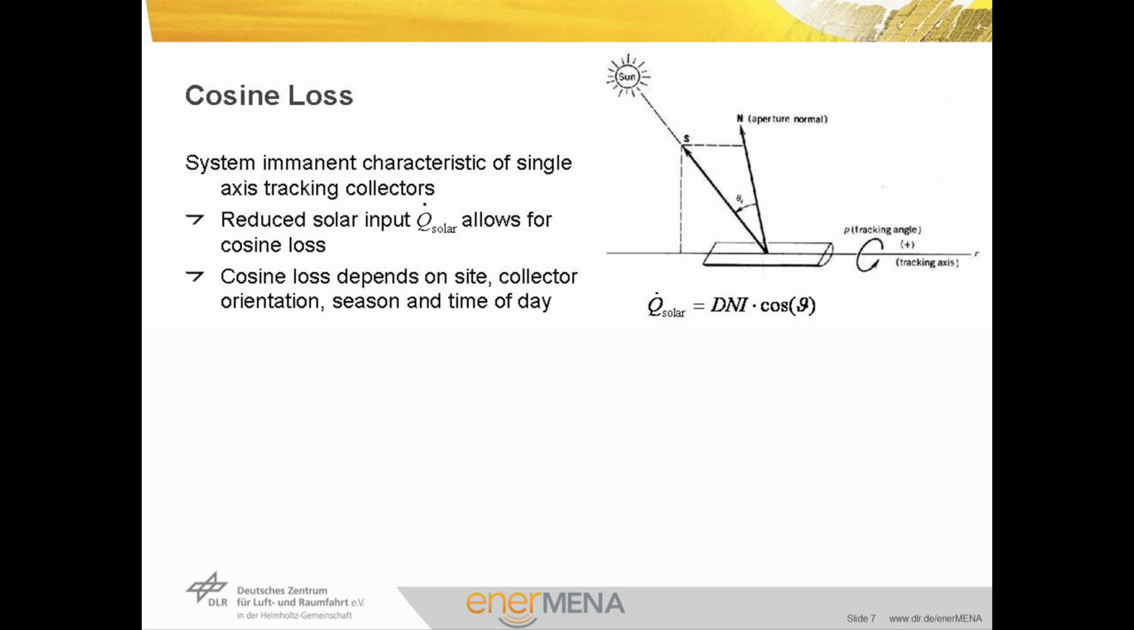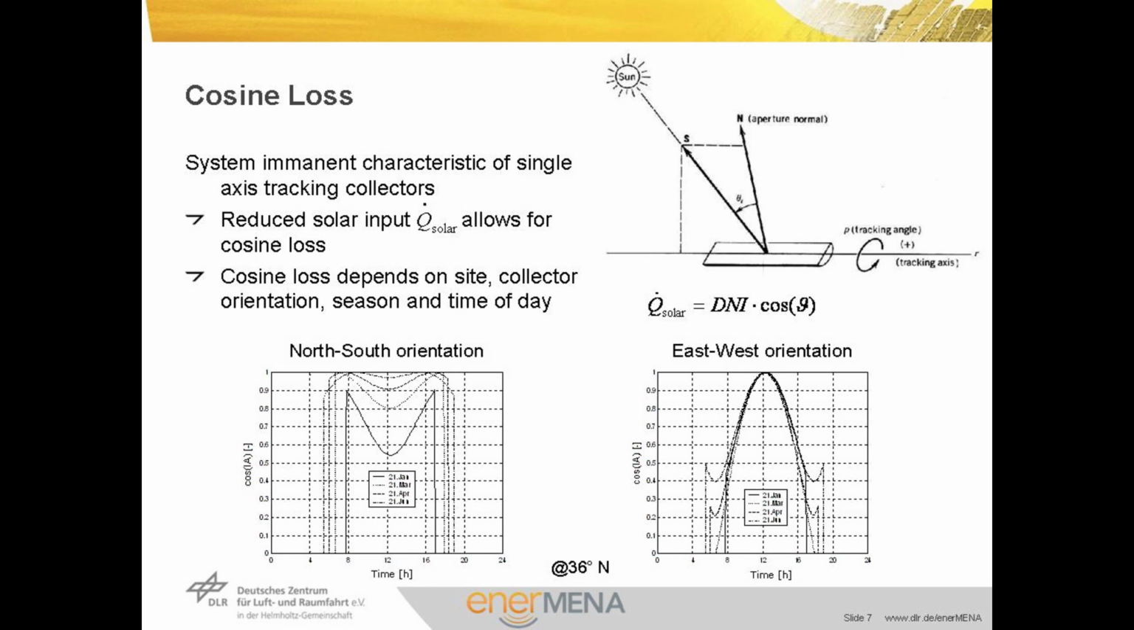Cosine losses are system immanent. Due to the single-axis tracking of parabolic trough collectors, the incident solar irradiance can only be normal to the aperture in distinct moments of a day. At all other times, direct normal irradiance is reduced by a factor equal to the cosine of the incident angle as illustrated by the equation. The incident angle, and thus the cosine loss, depends on the collector orientation and position of the Sun. The position of the Sun, in turn, is determined by the site, season, and time of day.